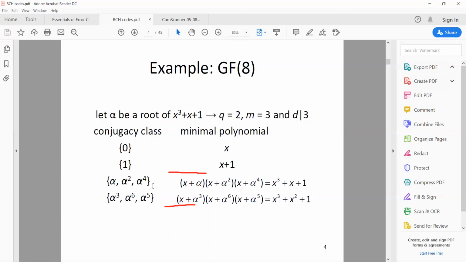And when we receive a code polynomial at our receiver, if that received code polynomial also possesses alpha, alpha square and alpha to the power 4 as roots, then the received code is right or error free. So this is the concept, right?